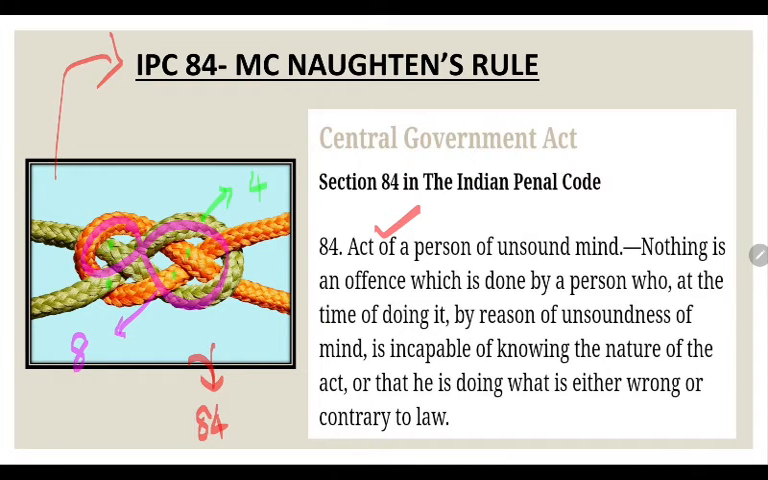It is very important. It states that nothing is an offense which is done by a person who, at the time of doing it, by reason of unsoundness of mind, is incapable of knowing the nature of the act, or that he is doing what is either wrong or contrary to law. Ultimately, if a person is of unsound mind when he is doing the offense, he is not liable for that offense, and this is all about McNaughton's rule.